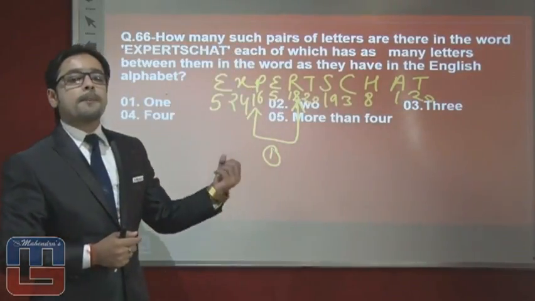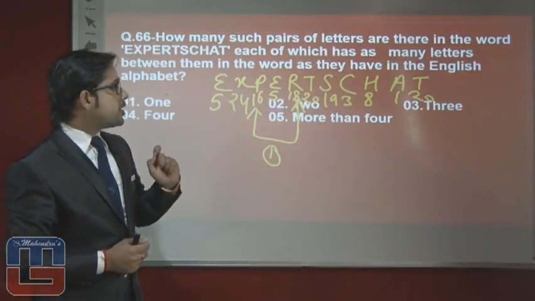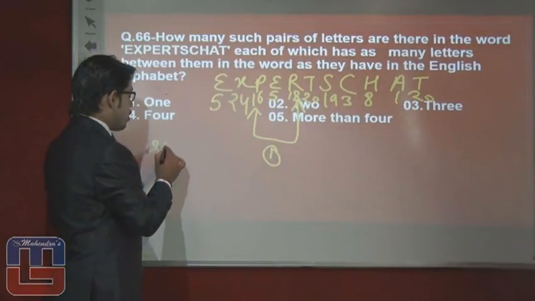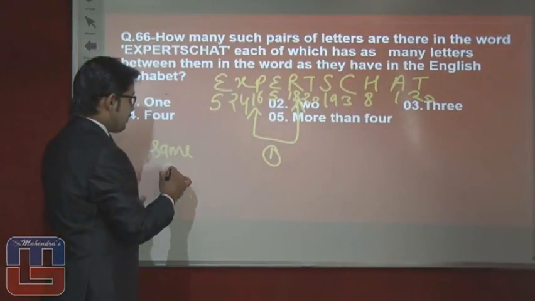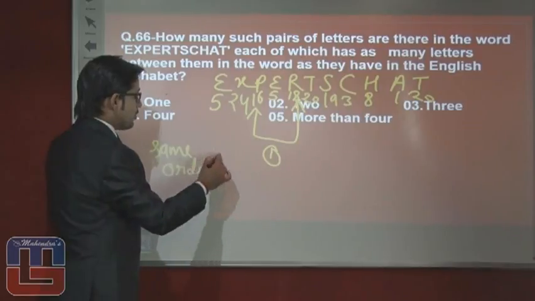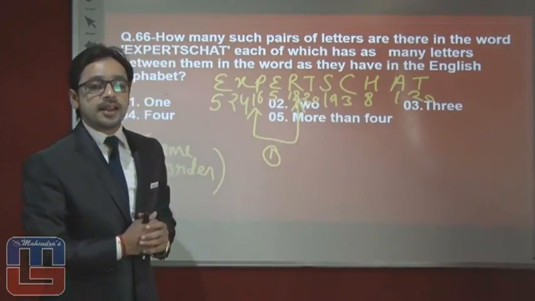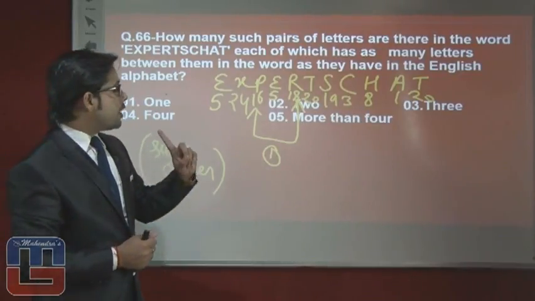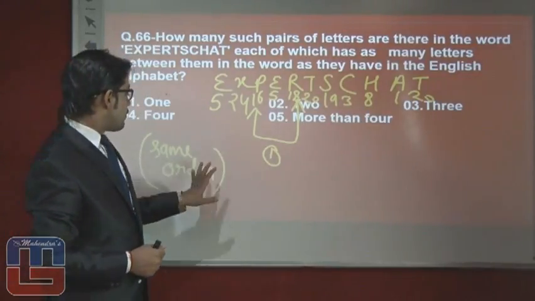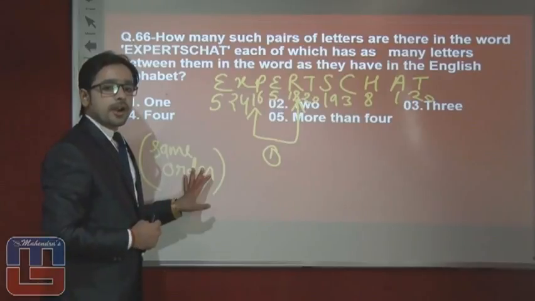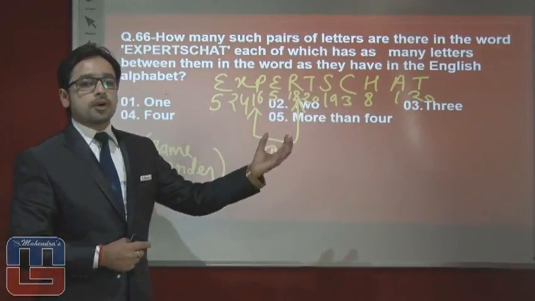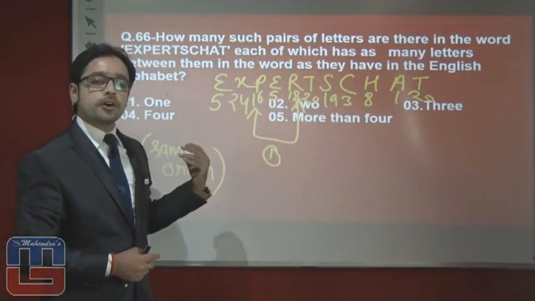Now we have to come backward because the word is not mentioned here in same order. If examiner had written the word in same order, find how many pairs are there in same order, then we can say that only one pair is there. But no, this type of word is written here, so we have to find out first forward, then we have to come backward from last to first.